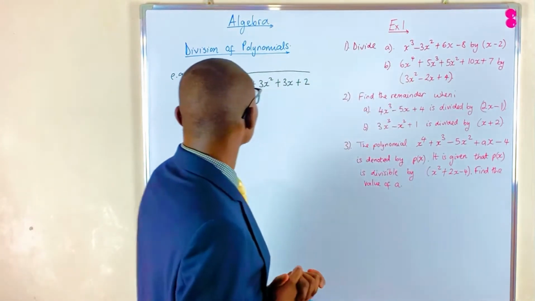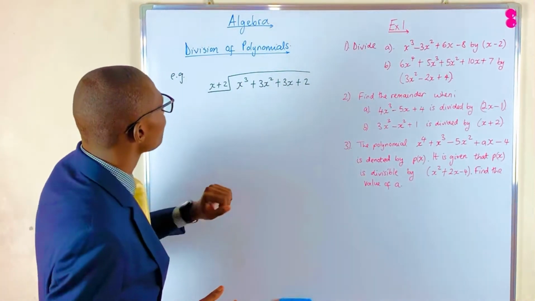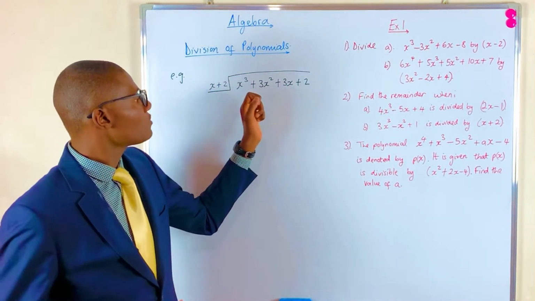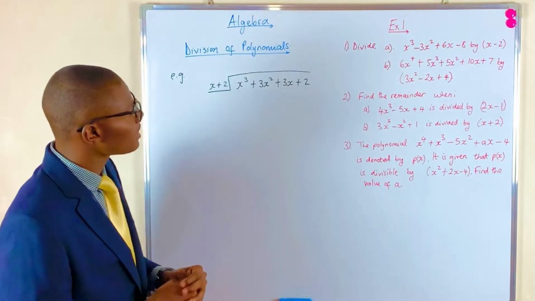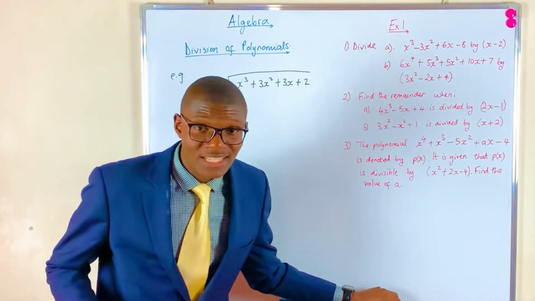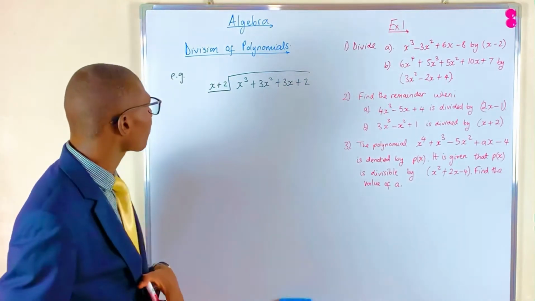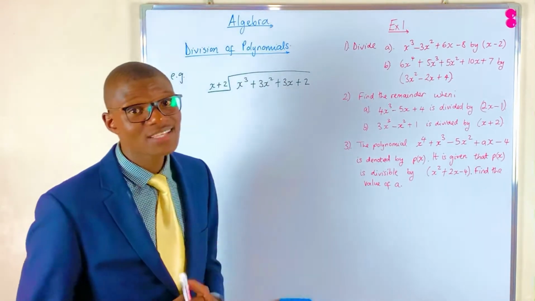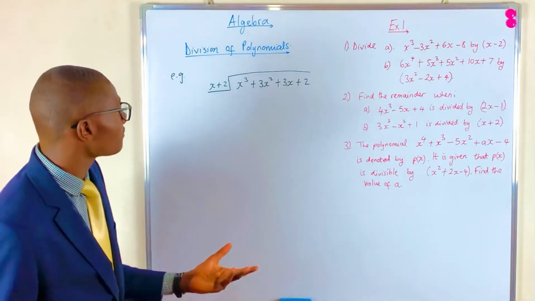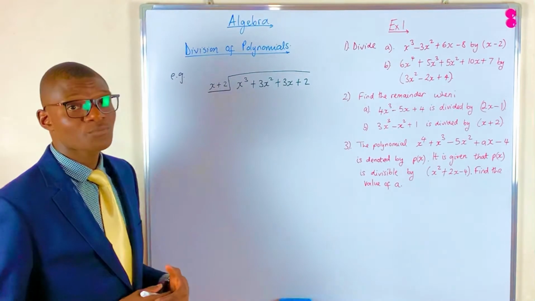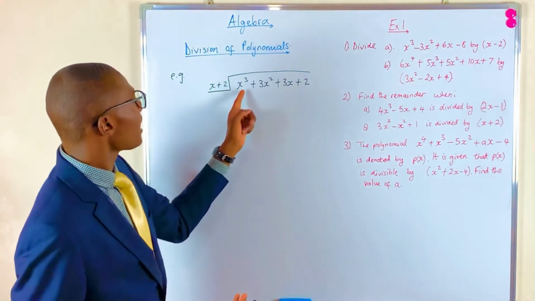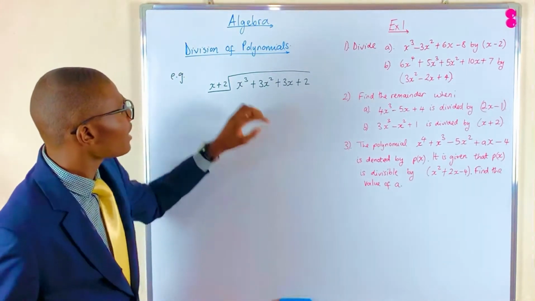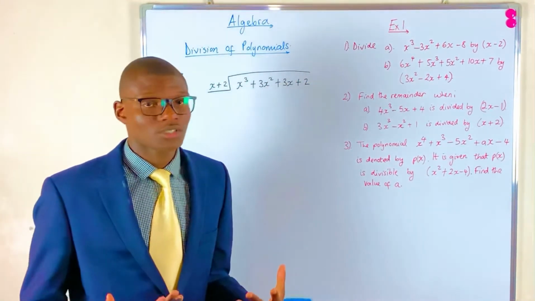So to start off, we shall look at this example, whereby we want to divide x plus 2 into x cubed plus 3x squared plus 3x plus 2. And like I mentioned, we're using the long division. So with polynomials, the first term is the one that divides into the dividend that we have. So here, x plus 2 is our divisor, and then x cubed plus 3x squared plus 3x plus 2 is the dividend that we have. And the answer that we're going to have here is the quotient.